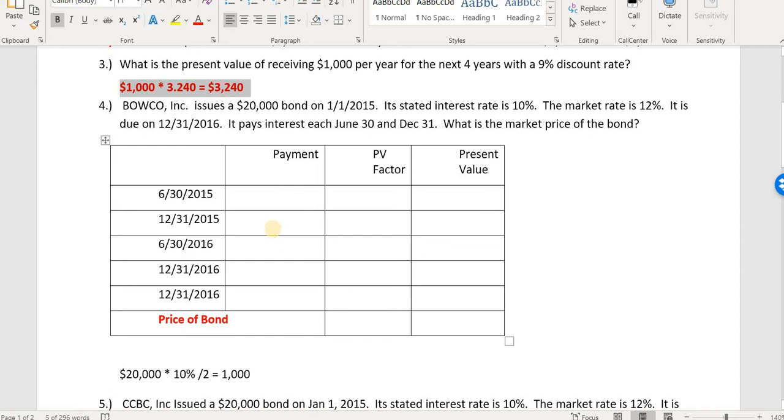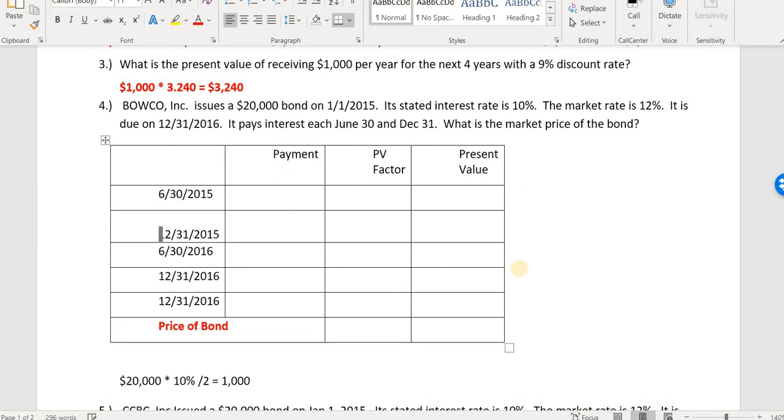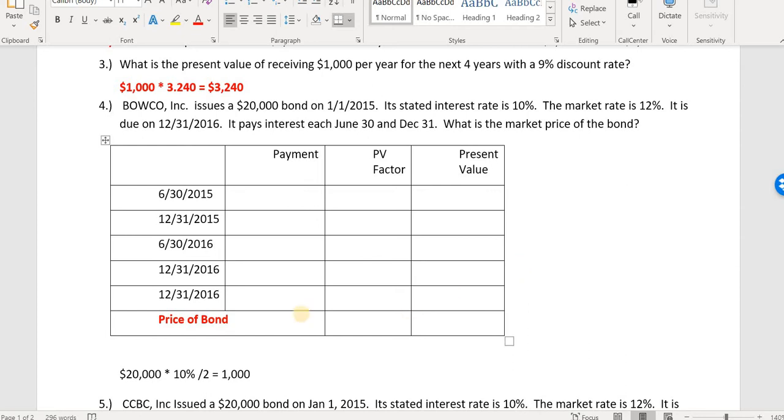So the first thing is, what are we trying to figure out here? A bond is worth whatever the cash flow is to you. An investment is the return you receive. So you give the company $20,000, and what are they going to do for you? Well, June 30th and December 31st, they're going to send you a check, and then at the end, they're going to give you your money back. So let's figure out what they're going to send you. June 30th, what are they going to give you? They're going to send you an interest check, and that interest check is going to be right here.